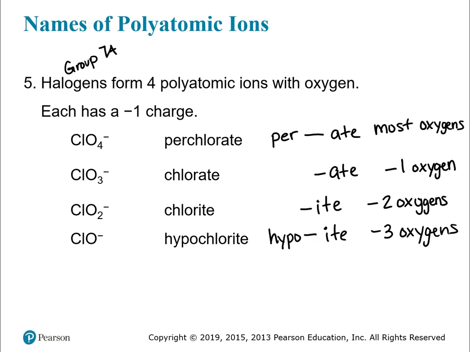The example we have is perchlorate. That's got four oxygens. Chlorate has one less oxygen than that, so it's got three. Chlorite has two fewer oxygens than the perchlorate and one fewer than the chlorate, so it's got two. Hypochlorite has three fewer oxygens than the perchlorate. It has one fewer oxygen than the ite form. So the difference between levels is one oxygen. And again, this is for all of the halogens in group 7A.